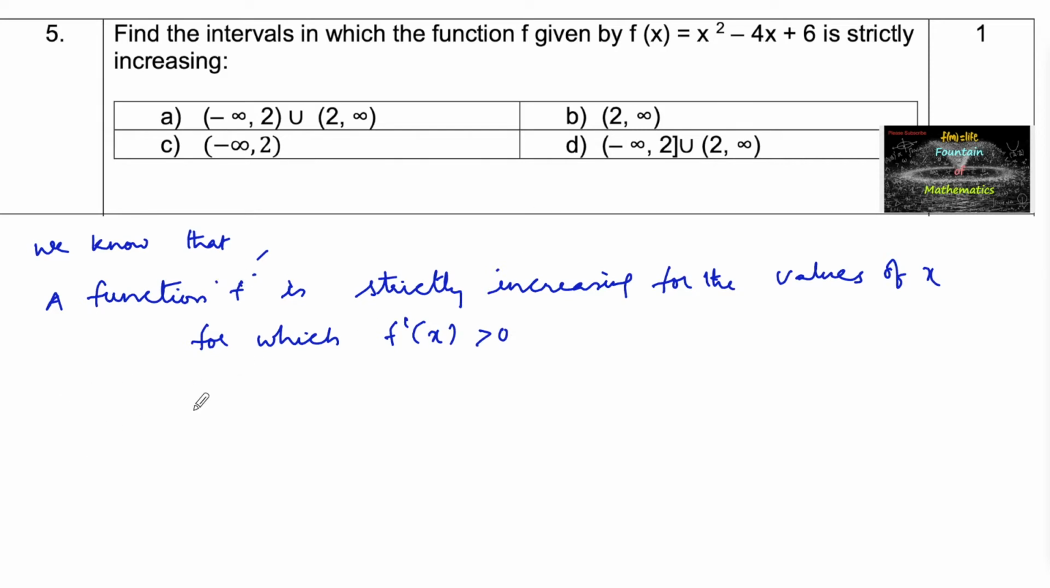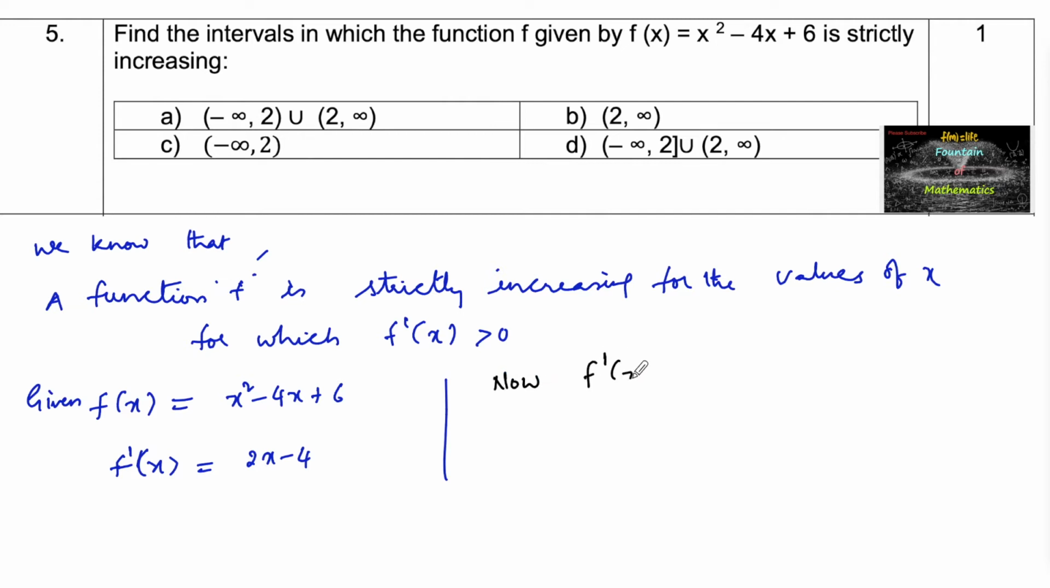So let's find the differentiation of the function given. f of x is equal to x square minus 4x plus 6, then its derivative f dash of x is equal to 2x minus 4, and now for a strictly increasing function f dash x must be greater than 0.